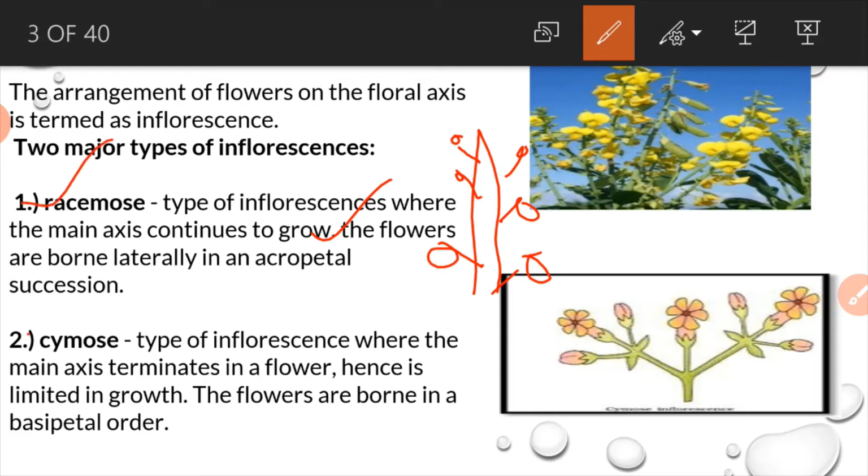Second type of inflorescence is cymose. Here in this type of inflorescence, the main axis terminates in a flower, hence it has a limited growth. So this is the main branch. Here it will end up in a flower and the flowers are borne in a basipetal order. Basipetal means the larger flowers are at the top and the smaller ones are at the base. For example, in Calotropis and Bougainvillea, there is a cymose type of inflorescence.